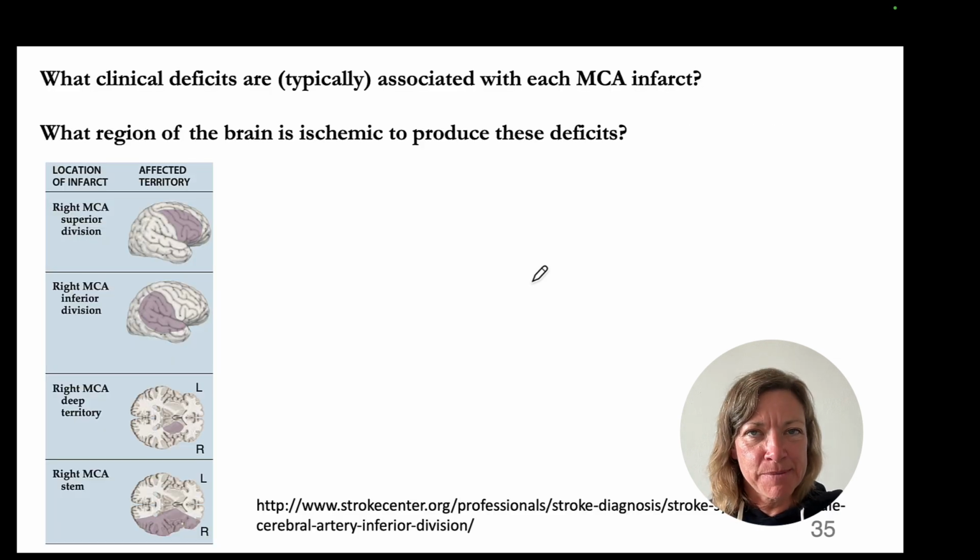So, using the same approach, I'll challenge you to talk about specifics for each of these permutations. We're interested in what happens if you have superior and inferior division strokes, a stem stroke, so that most proximal stroke in the M1 segment, as well as a stroke in deep territory. And you want to be able to do that for the left and right MCA. So really breaking that down, answering these two questions: what clinical deficits are typical, and what region of brain is ischemic to produce those deficits?